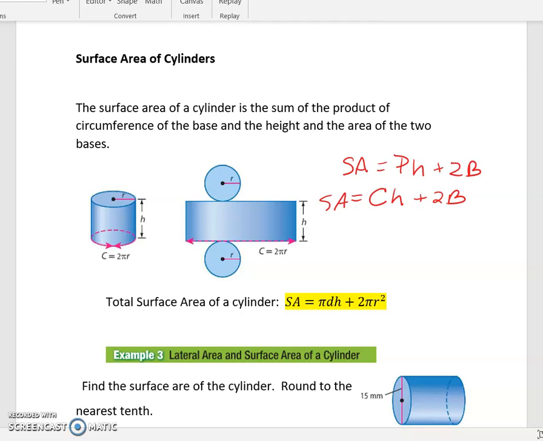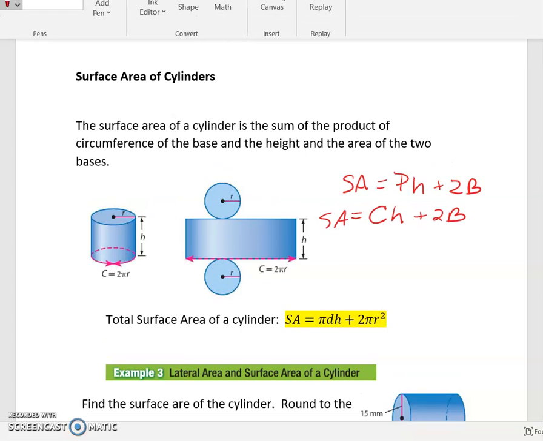Okay, so I have roughly our formula for surface area. I'm just going to adjust it a little bit. For my formula, I've got surface area, but circumference is pi times diameter. So I'm going to throw that in there, pi times diameter.